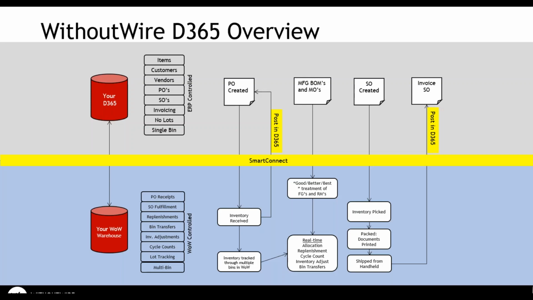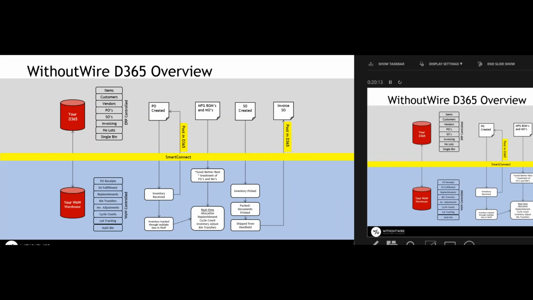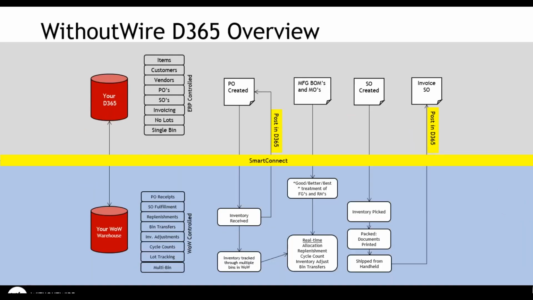So very powerful complementary solution that is deployed the way you're seeing it here, where the purchase order is created in D365. It flows through integration through SmartConnect to be down to the mobile device. So when that truck arrives, you can rapidly receive those goods, report the receipt record back to Dynamics 365. Similarly with sales orders, they're created in D365 or other tools, sent to WithoutWire through the SmartConnect integration to be picked, packed, print final documents, shipped from the mobile device, and then that fulfillment record is going to be provided back to D365 for posting and invoicing.